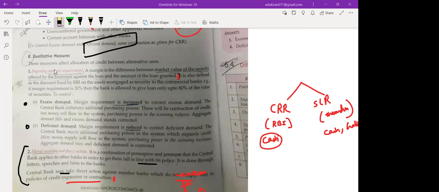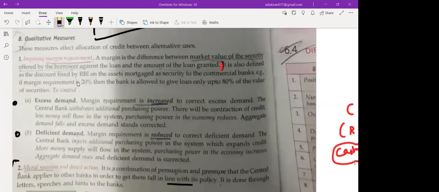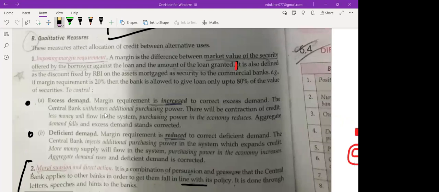Just give it a reading once, Vivek, then I'll explain, and you'll get a better idea. Just read it till here, the red mark, and then the excess demand and the deficit demand. Yes, sure, ma'am.